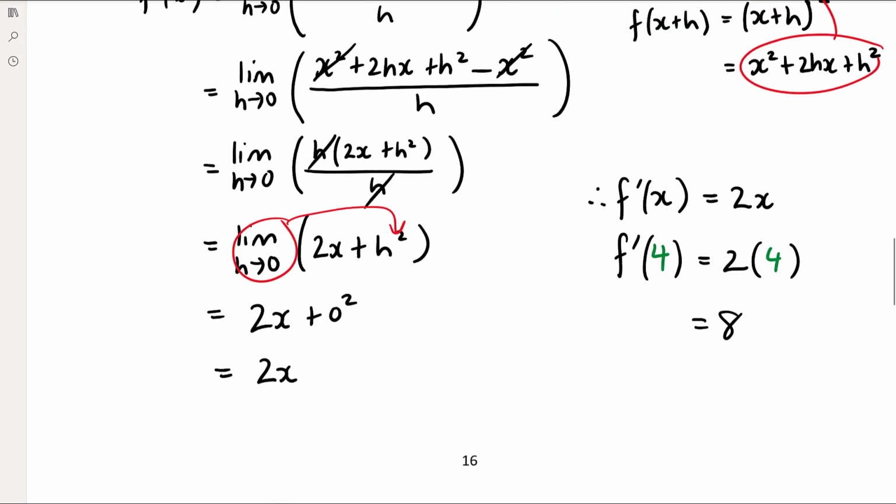So again, let's think about what we've got here. It was a basic parabola, y equals f of x. Okay. At this point here, (4, 16), what we're seeing is the gradient of the curve, the gradient of the tangent is 8. Okay.